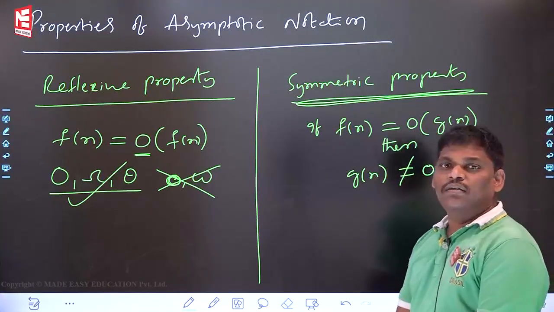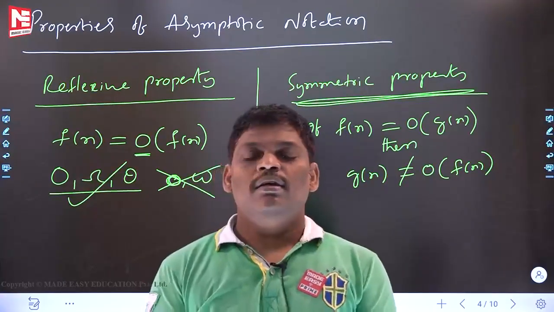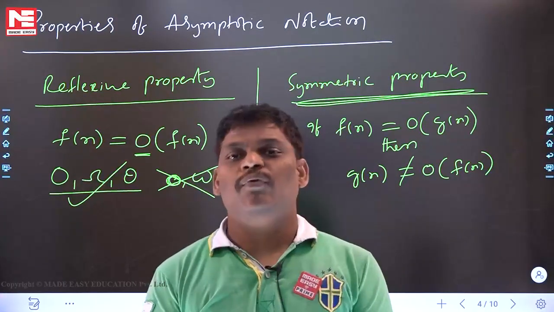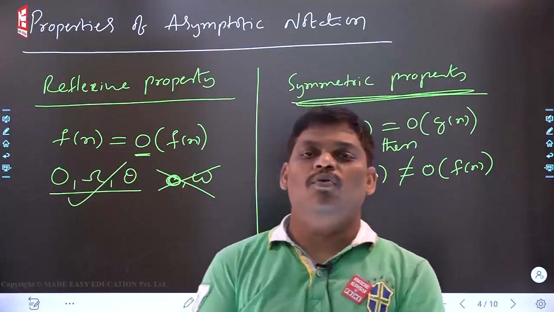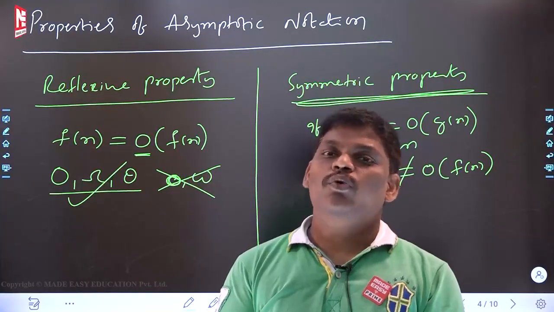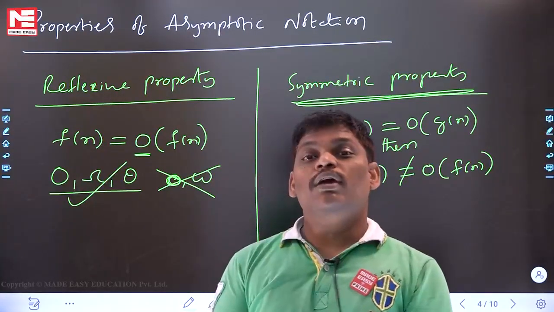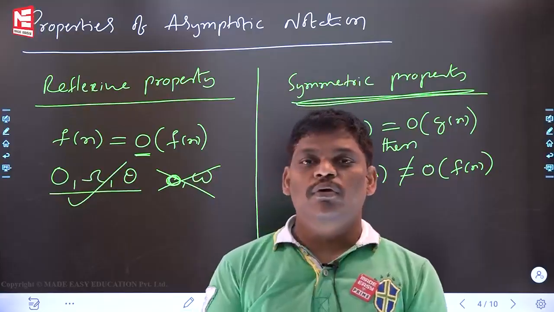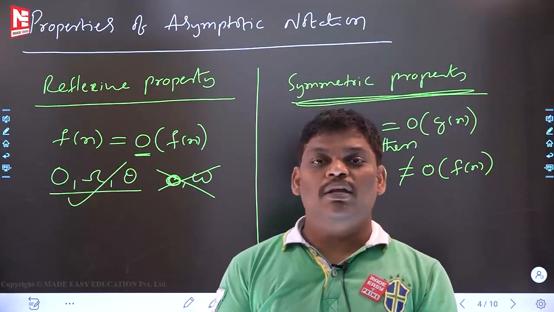What about omega? Same. But what about theta? Theta passes. What is the reason? If f of n is theta of g of n, then g of n is theta of f of n. Theta means equal. Equal people, any side will be equal. n square is equal to n square, reverse, n square is equal to n square. Big O fails, why? n square is big O of n cube, but n cube is big O of n square, no. So big O fails, omega fails, symmetric property, theta passes.